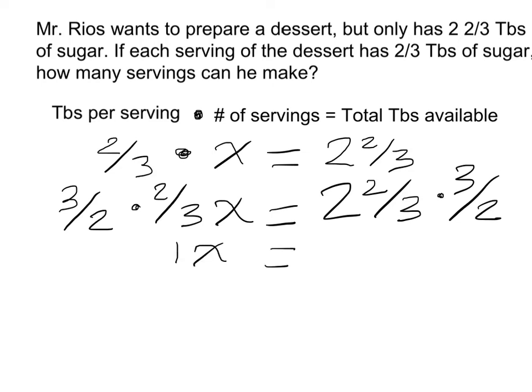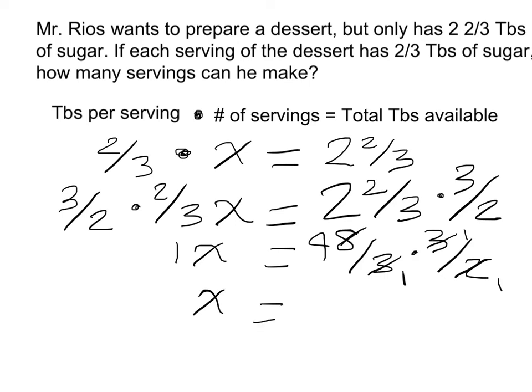Now multiplying a mixed number by a fraction, what do we need to do first? Turn that mixed number into an improper fraction. So 2 times 3 is 6, 6 plus 2 is 8. We have 8/3 times 3/2. Let's do some simplifying before we multiply. 3 goes into 3 once, 3 goes into 3 once, 2 goes into 2 once, 2 goes into 8 4 times. So let's clean things up. We have 1 times x is x, and 4 over 1. That's what we have on the right hand side, and finish it out. X equals 4.